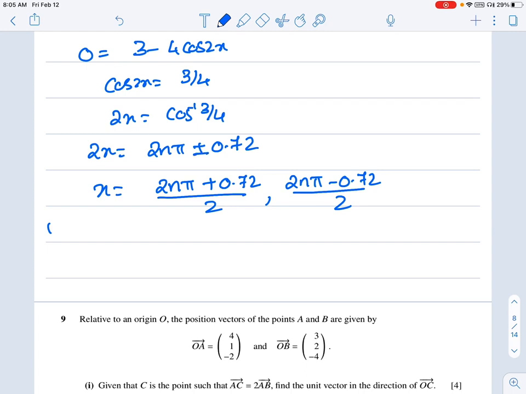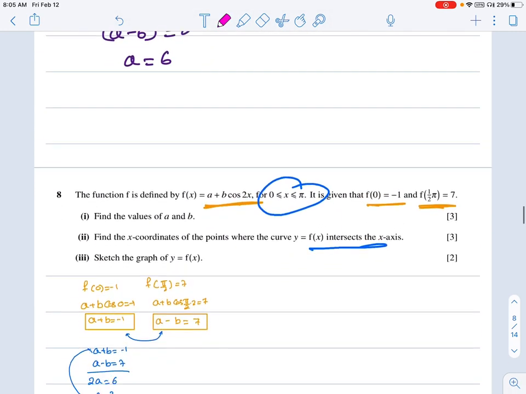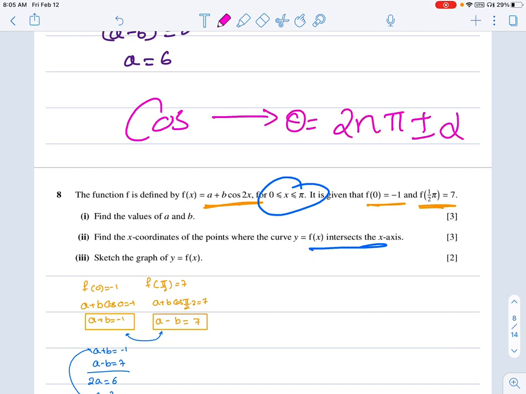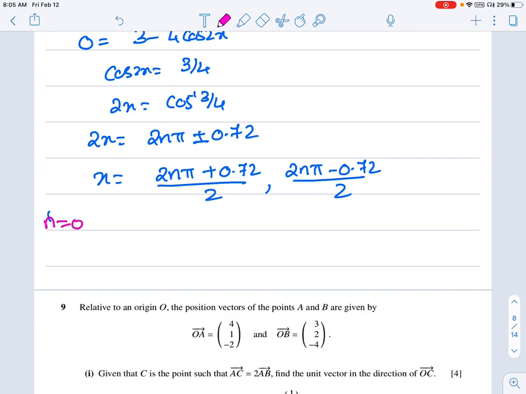Let me write a formula over here, for those who don't know the formula for cos. The general solution is theta is equal to 2n pi plus or minus alpha. So substitute n is equal to 0. I get 0.36 comma minus 0.36. Then substitute n is equal to 1.